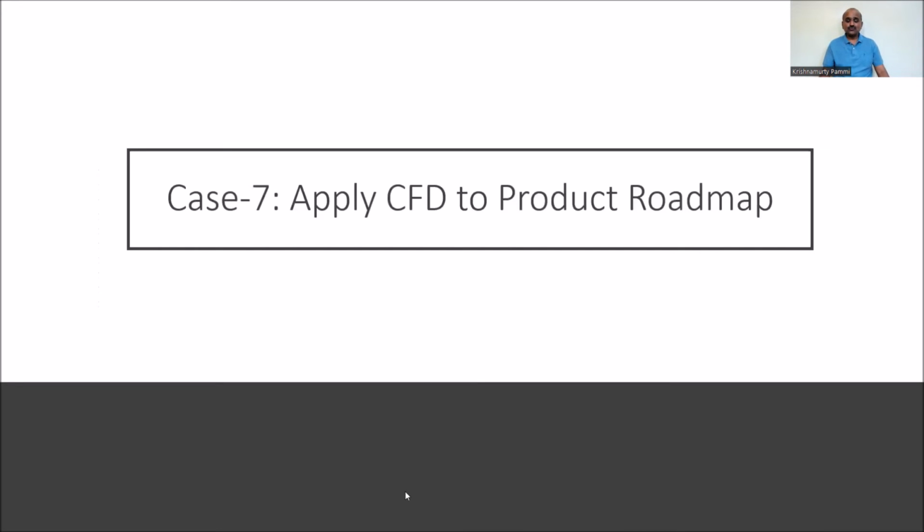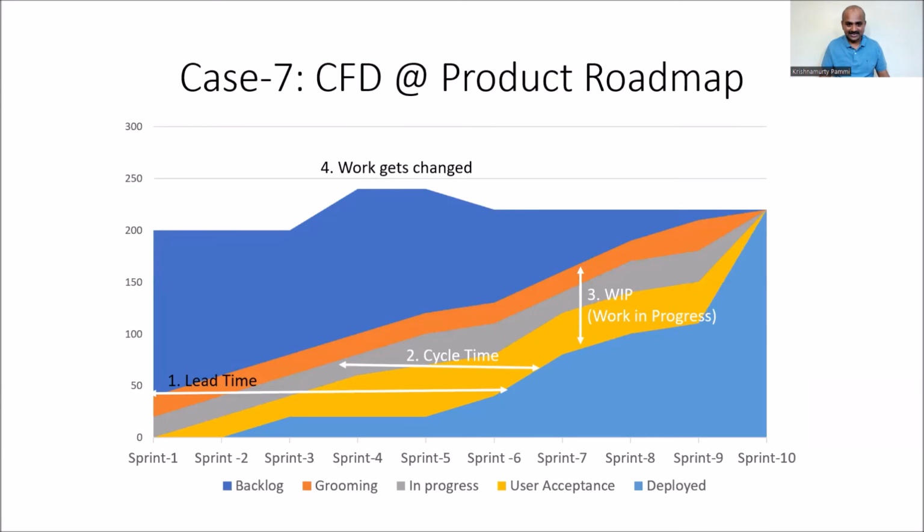Okay. So far we have applied the cumulative flow diagram to sprints. Now let us apply it to the product roadmap, that means the entire landscape of the product. Okay, now how does it look? Let's say 10 sprints of work. A product got developed in 10 sprints. Now, if you see here, the total user stories are 200, or you can think of story points as well.